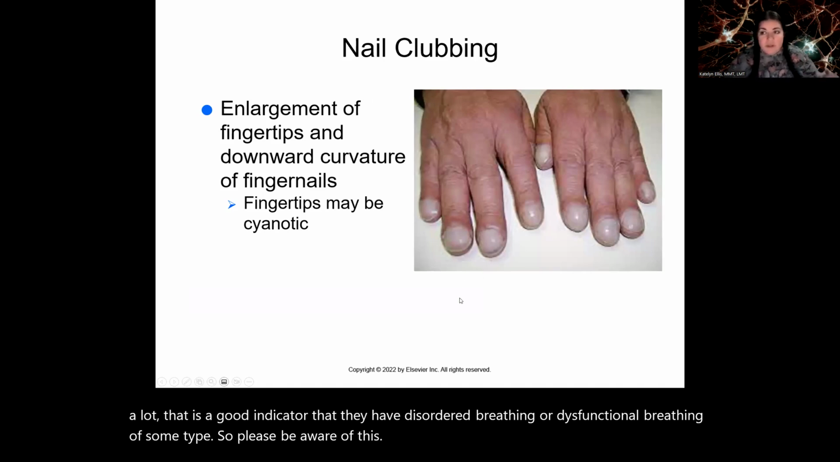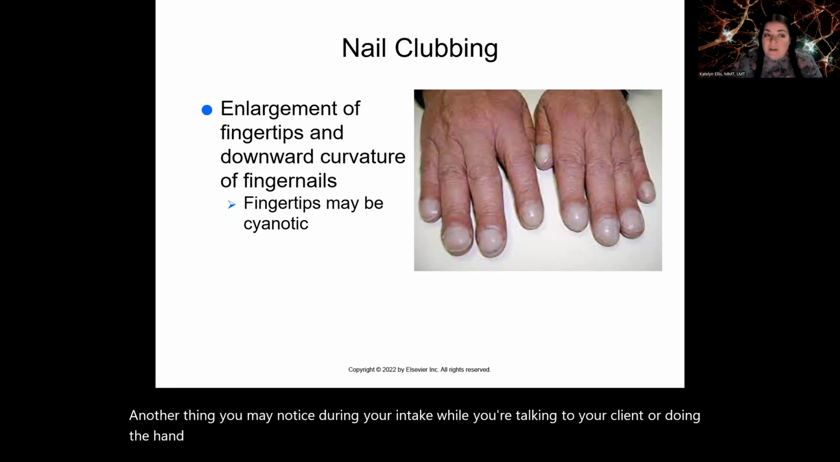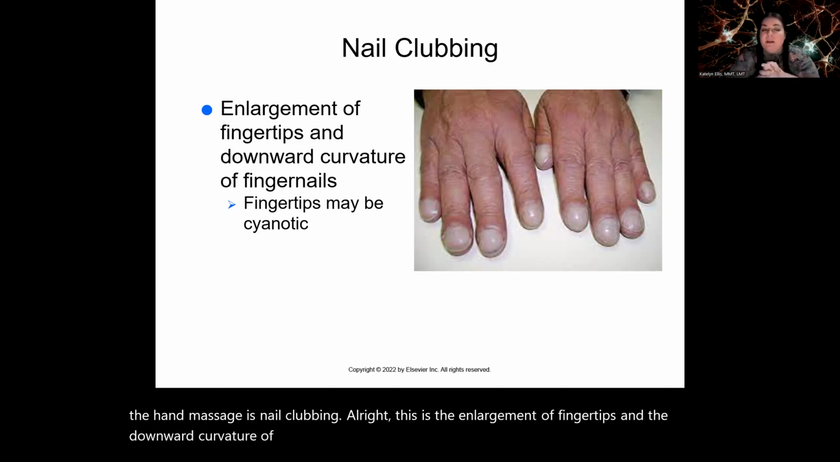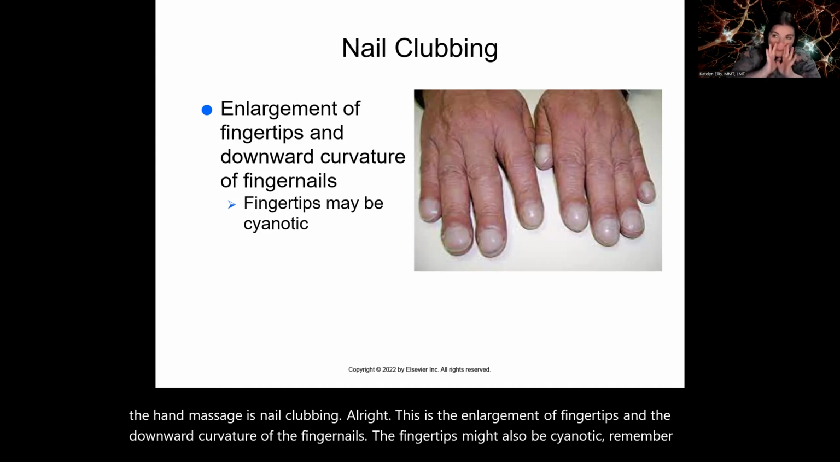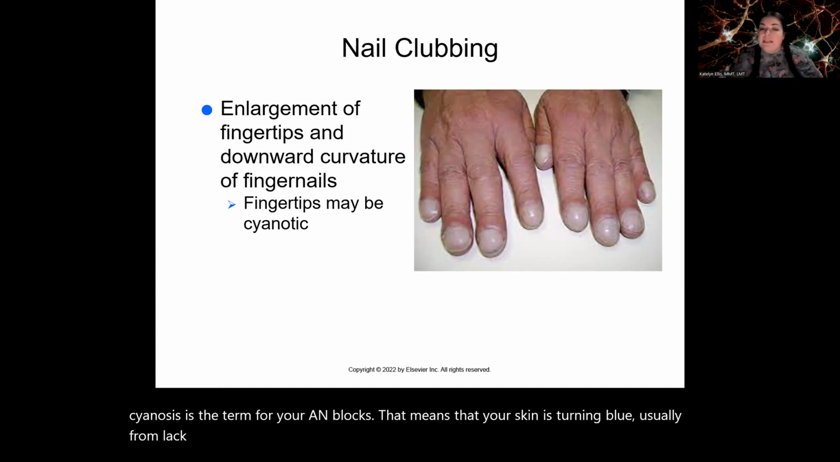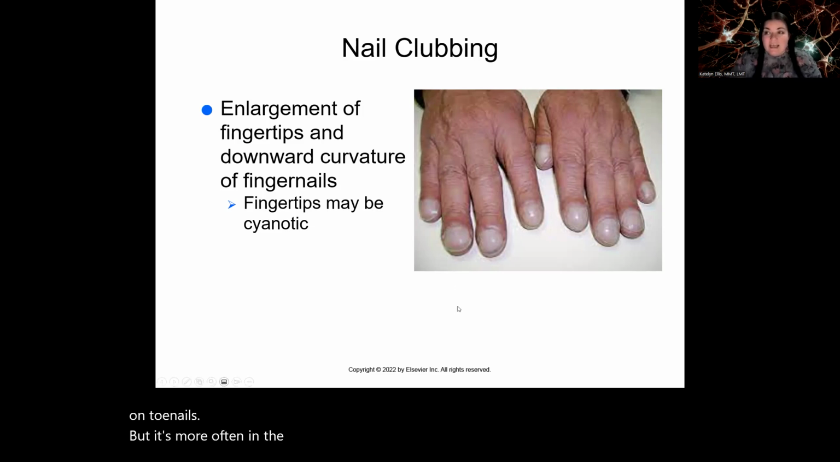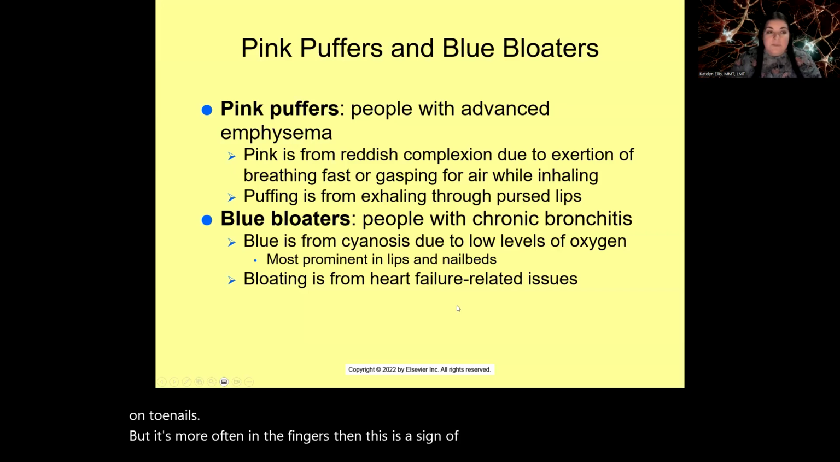Another thing you may notice during your intake while you're talking to your client or doing the hand massage is nail clubbing. All right, this is the enlargement of fingertips and the downward curvature of the fingernails. And the fingertips might also be cyanotic. Remember, cyanosis is the term for your MBLEX. That means that your skin is turning blue, usually from lack of oxygen. So please be aware if you see this on their fingernails. You can also see it on toenails as well, but it's more often in the fingers, that this is a sign of breathing issues.